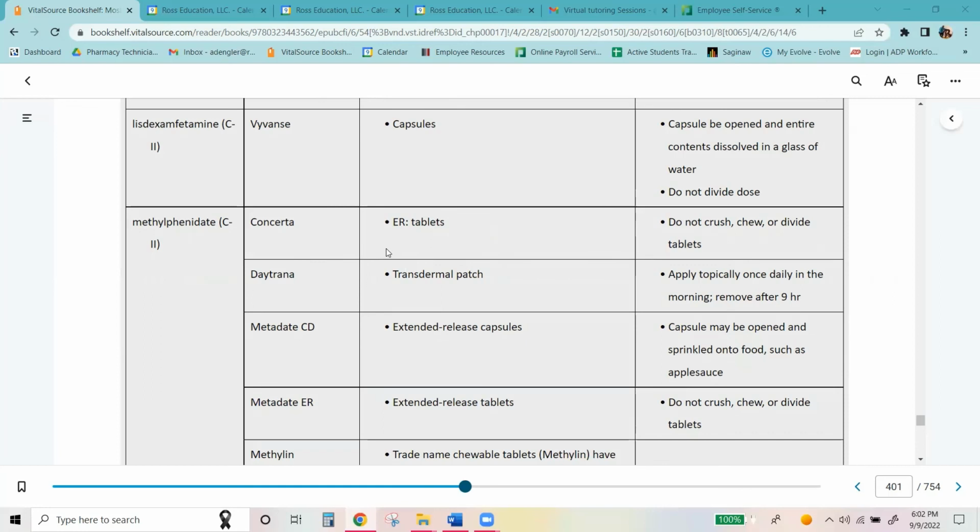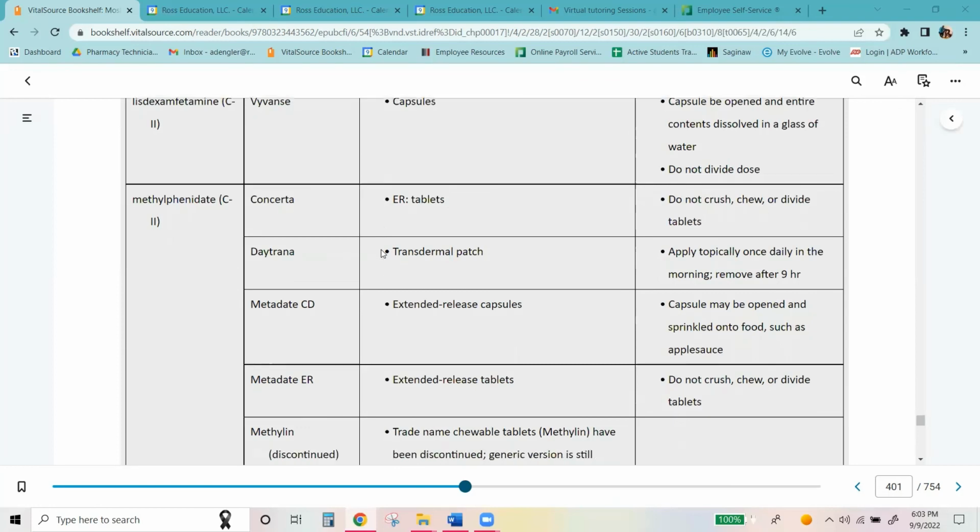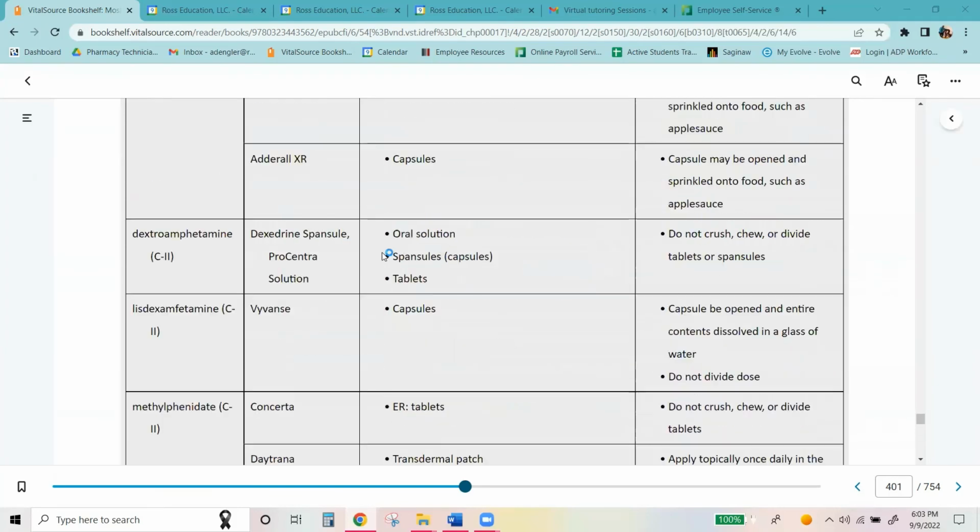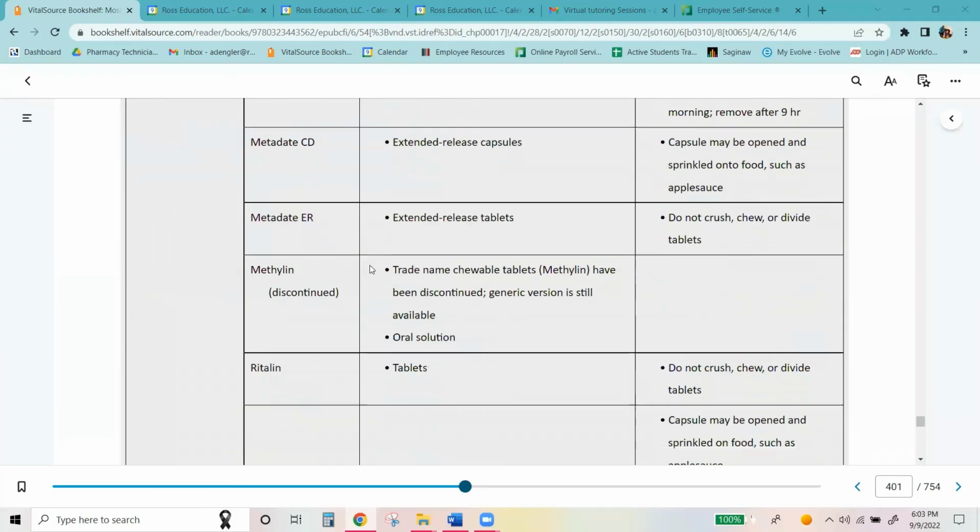Most of the time you can give it to them before they go to school so they don't actually have to take it at school, or they only have to leave the classroom once a day. There is a patch, so it's applied once daily in the morning and can be removed after 9 hours. There is Metadate CD, so extended release capsules, Metadate ER, and regular immediate release Ritalin.